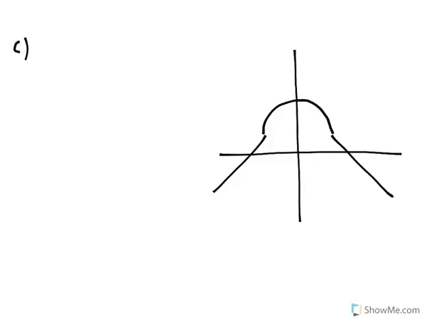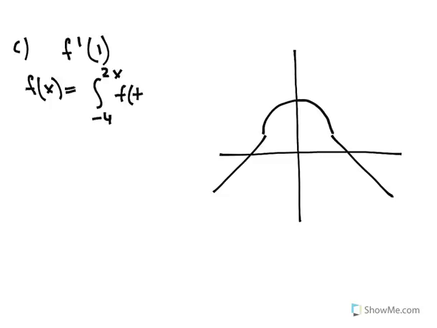C, it says find the value of, no, it's the derivative of this function f of t, but at 1. Let's see, I want to copy this. F of x, the given function, is the integral from negative 4 to 2x, I'm sorry, of g of t.